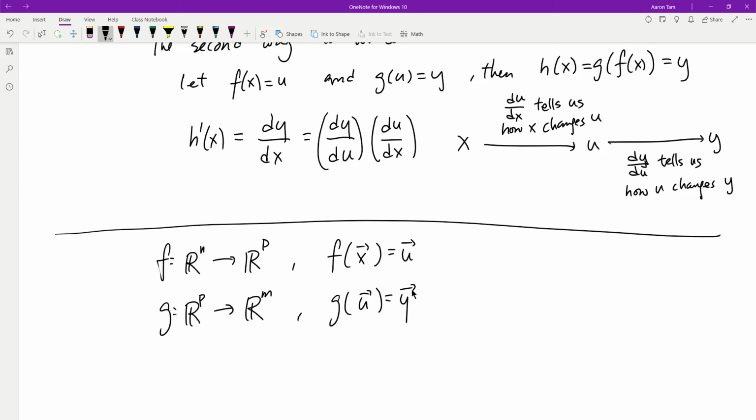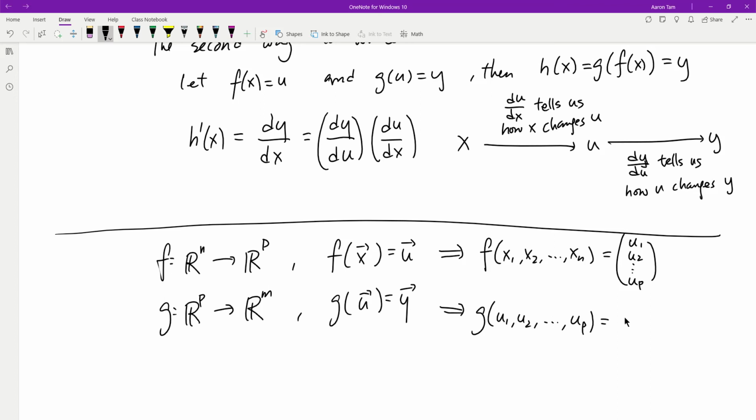The reason why it's a big deal is because now what happens is the following. This basically implies f of x1, x2, to xn would equal u1, u2, to up. And then this bottom one tells me g of u1, u2, to up would then equal y1, y2, to ym. So now, even if we don't count the vector u, we will have n variables of x and m variables of y. That makes for n plus m variables going on. So now comes the big question.